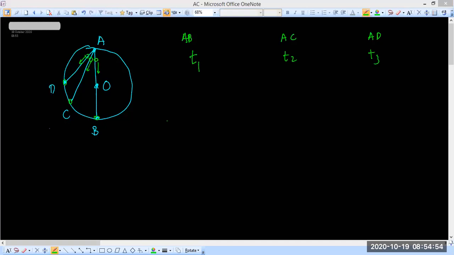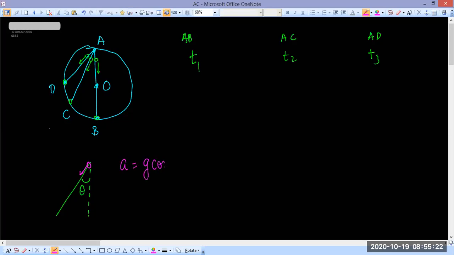Okay, for a hint, I gave you that the acceleration, suppose a bead slides on a wire like this, and let's say this wire makes angle theta with vertical. If this wire makes angle theta with vertical, then when this bead slides on this wire, how much will be its acceleration? It will be g cos theta.